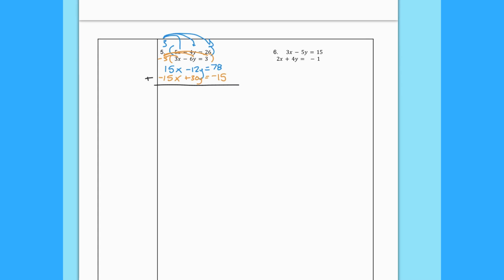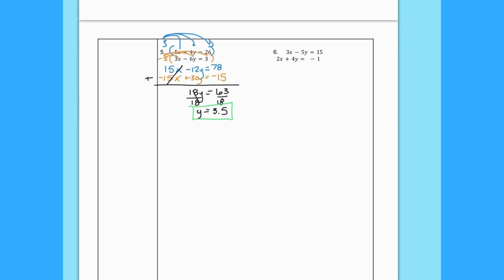Positive 15x plus negative 15x, that makes 0. So those cancel out or they're eliminated. That was our goal. Negative 12y plus 30y is going to be 18y, equal to 78 plus negative 15, which is 63. And then we just solve the one-step equation. So we divide both sides by 18. And we get y is equal to 3.5. So now we found the first part of our answer. We know that our y value is going to be 3.5.